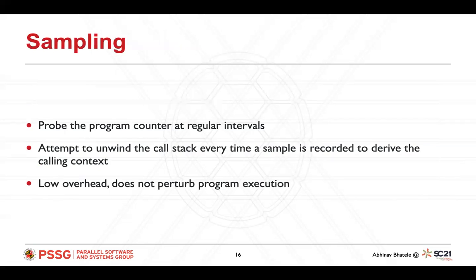So let's talk about different ways in which profiling tools collect information. There are 2 main ways. One is called statistical sampling. In this case, we probe the program counter at regular intervals, at some regular frequency. And when a sample is recorded, we attempt to unwind the call stack to derive the calling context. This lets us figure out who calls a function when a sample is recorded in a particular function. Sampling is often low overhead and does not perturb program execution significantly.